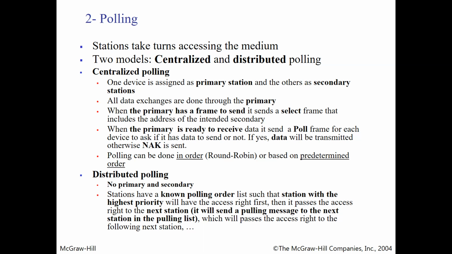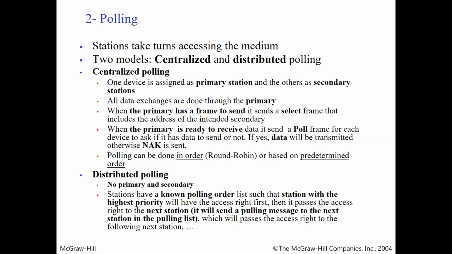Typically, the order by which every secondary station would transmit data to the primary, or primary would send to every secondary station, would follow some kind of an order. So either it would be a round robin fashion, like first number 1, then number 2, then number 3, and so on. Or there could be some kind of a predetermined order which every station is required to follow whenever it is required to send the data.